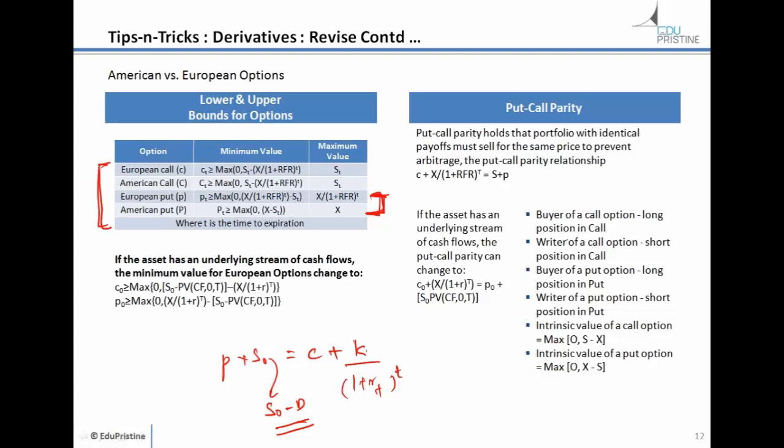Now a buyer of call option is not the same as a seller of put option. Please remember that a buyer of a call option has the right, whereas a seller of put option is obliged to fulfill the contract. So buying of a call is not equal to selling of a put. Similarly, buying of a put is not the same as selling of a call.